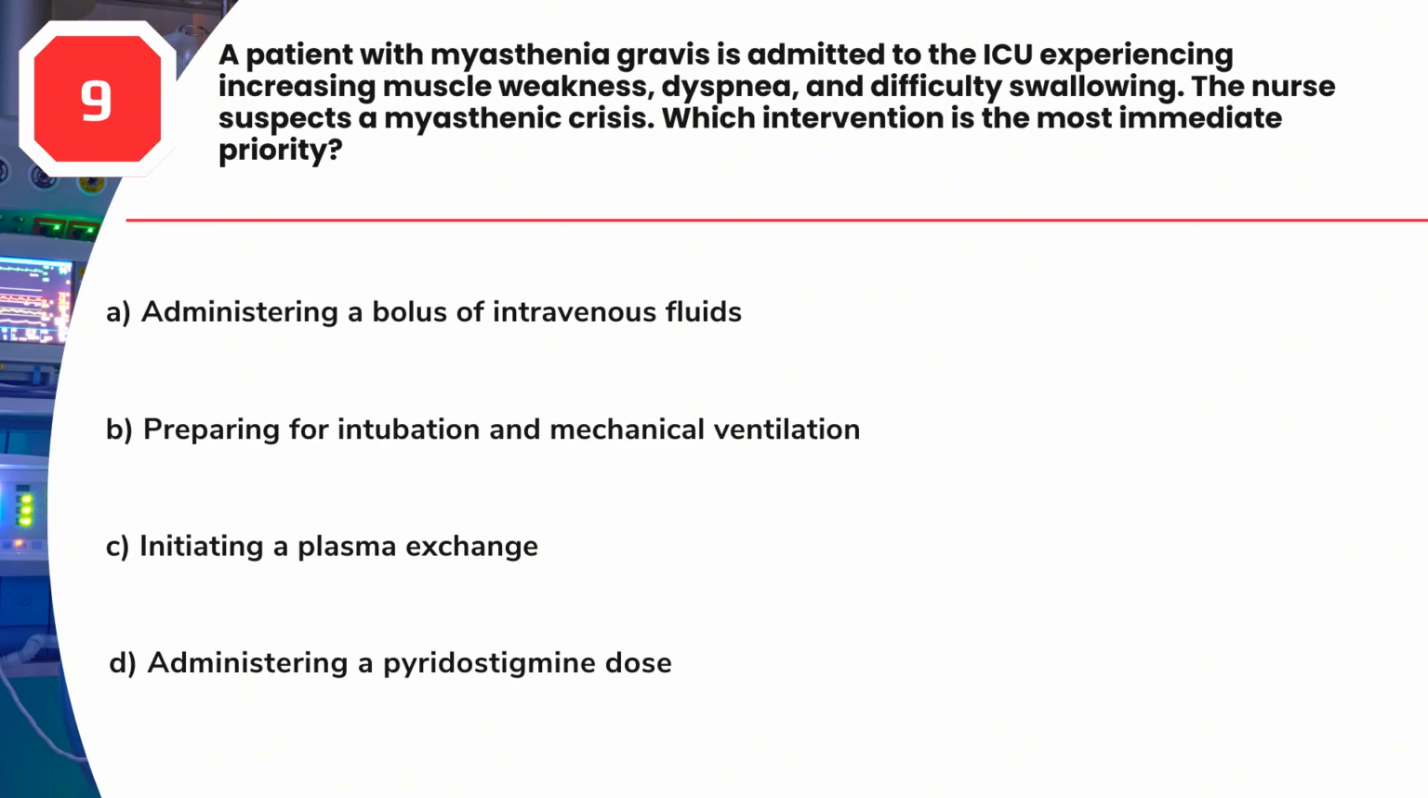Question 9. A patient with myasthenia gravis is admitted to the ICU experiencing increasing muscle weakness, dyspnea, and difficulty swallowing. The nurse suspects a myasthenic crisis. Which intervention is the most immediate priority? A. Administering a bolus of intravenous fluids. B. Preparing for intubation and mechanical ventilation. C. Initiating a plasma exchange. D. Administering a pyridostigmine dose.